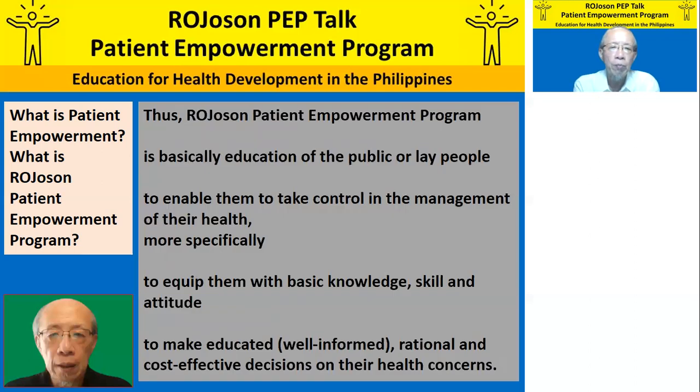Thus, ROJoson Patient Empowerment Program is basically education of the public or lay people to enable them to take control in the management of their health, more specifically, to equip them with the basic knowledge, skill, and attitude to make educated, well-informed, rational, and cost-effective decisions on their health concerns.